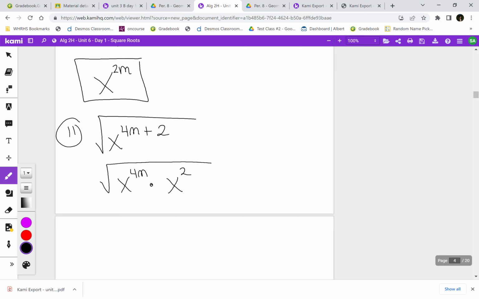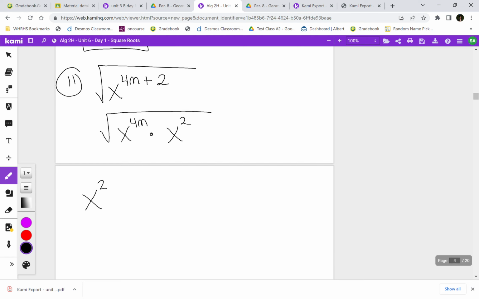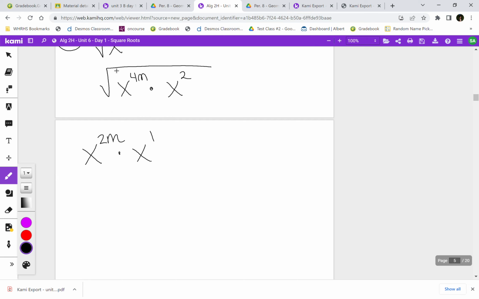Same rule. Take your exponent divided by 2. X to the 4m divided by 2 is 2m. So we're going to have x to the 2m on the outside, nothing left on the inside. The square root of x to the 2nd: 2 divided by 2 is 1. That means an x to the 1st is going on the outside. Is there anything left on the inside? No. Am I allowed to leave my answer like this? No. What's x to the 2m times x to the 1st? 2m plus 1. You got it.